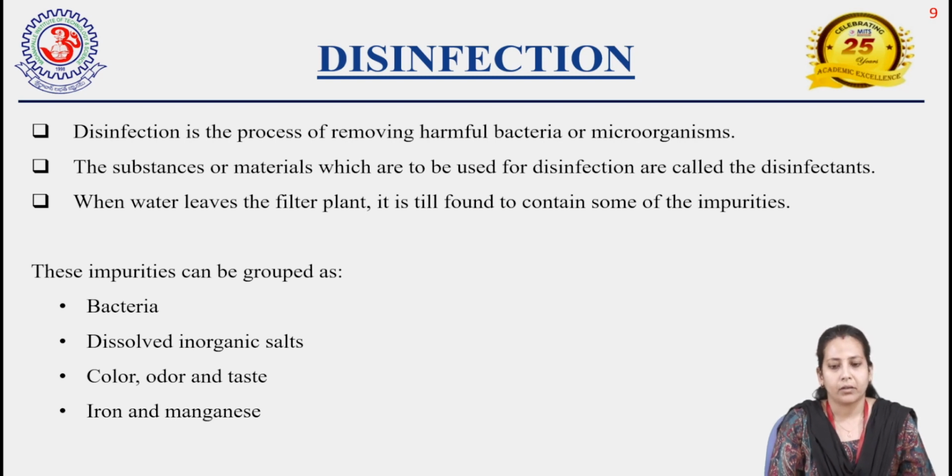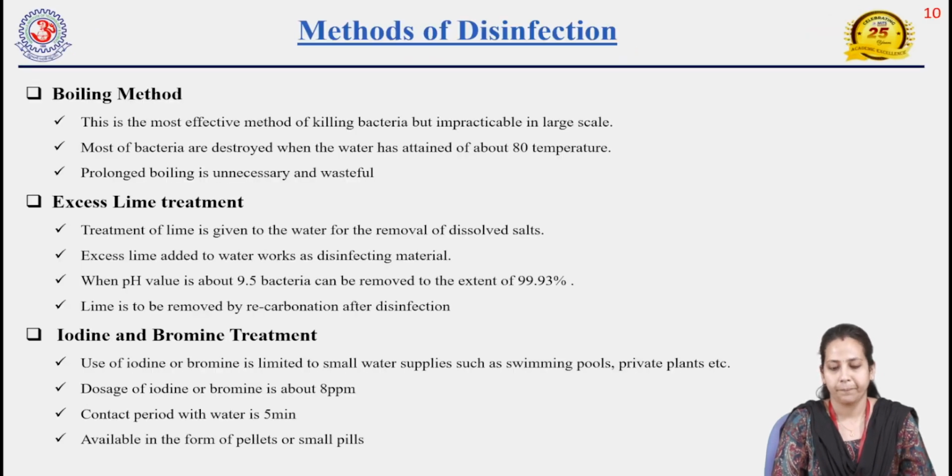The substances or materials used to disinfect are called disinfectants. The impurities that will be found, like bacteria, dissolved organic salts, color, odor, taste, iron, manganese, all these things can be removed and processed in the final stage, that is called disinfection. So we'll see what are the different methods available for disinfection.